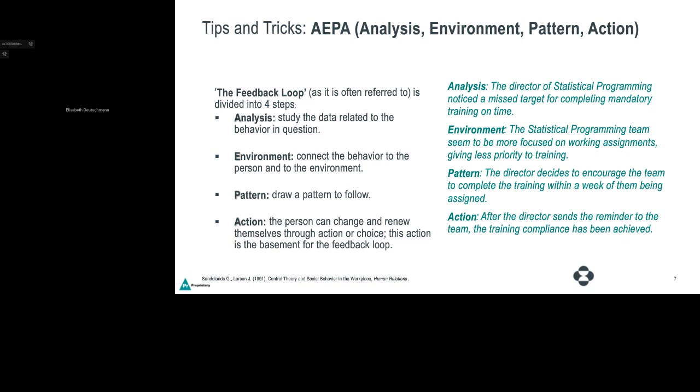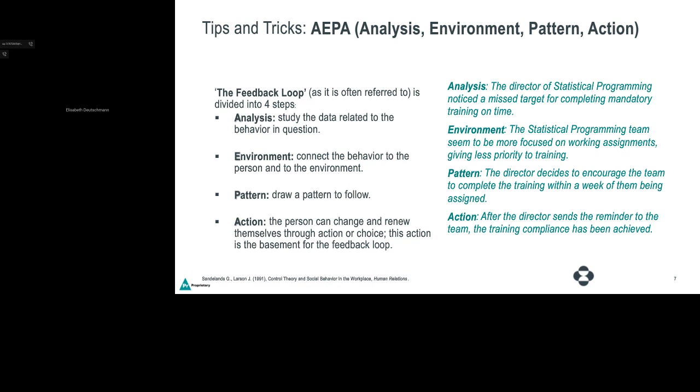The next step will be to think about an environment that connects the behavior to the person and to the environment. Then we can draw a pattern that we would like to follow. And we also want to end up with some action so that the person can change and renew themselves to an action or choice. And this action is the basement of the feedback loop.